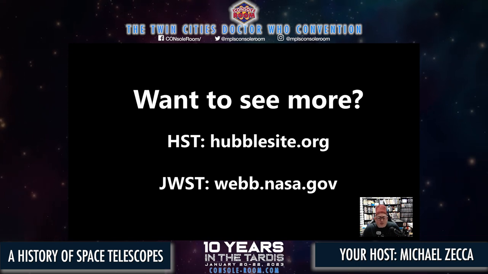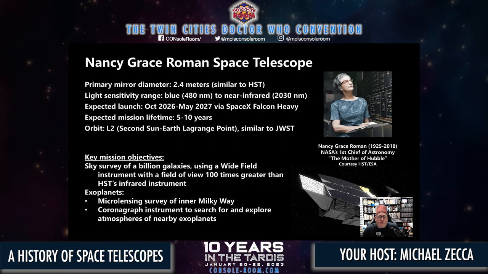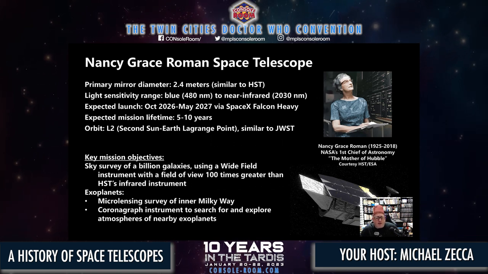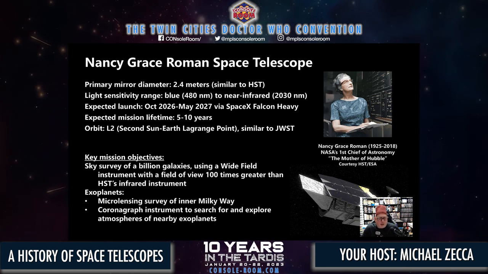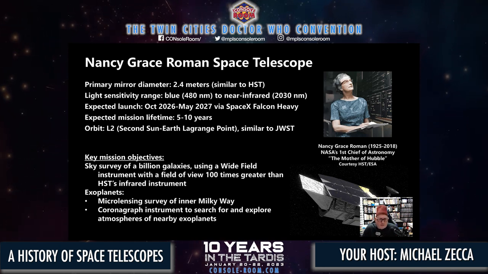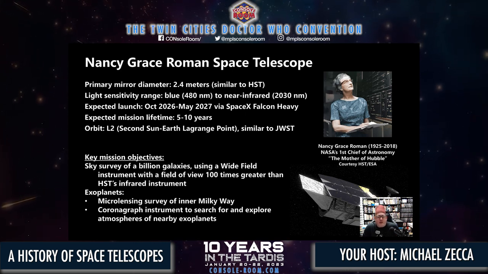Because as we know, it's more than 30 years old. It's not going to last forever. So what we are planning is the Nancy Grace Roman Space Telescope. Similar size to Hubble. Pretty similar spectrum to Hubble. Again, it's mainly geared toward the visible light and a little bit into the near infrared.